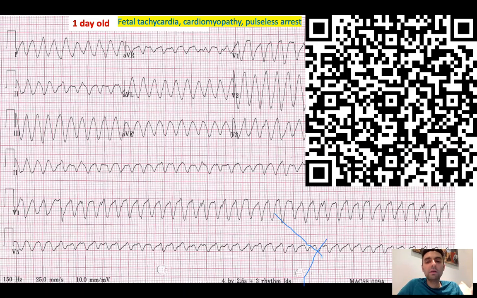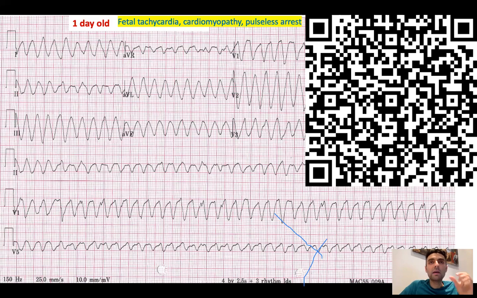Instead, he was in 2-to-1 heart block plus first-degree AV block and 2-to-1. So he was bradycardic with some degree of heart block. Strange: tachycardia in utero, born with bradycardia. But then a couple of hours later, he did this rhythm, and then he was pulseless. So long story short, this is obviously wide complex tachycardia. It looks very ugly, and it should be VT until proven otherwise, okay?